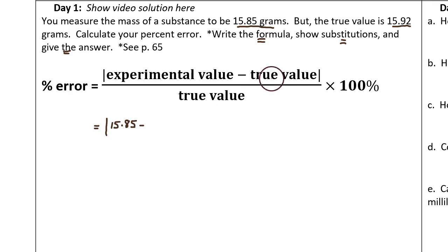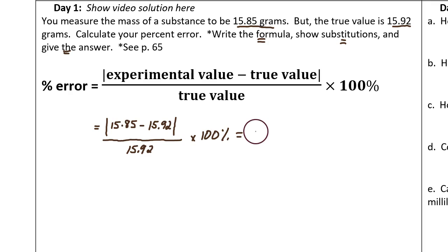And then subtract. Now in place of true value, fill in the 15.92. And then there's an absolute value bar. Then the division line, and in the denominator it's the true value, 15.92. This division will output a decimal number. If we multiply by 100 and put a percent sign, that will convert the decimal into its percent form.